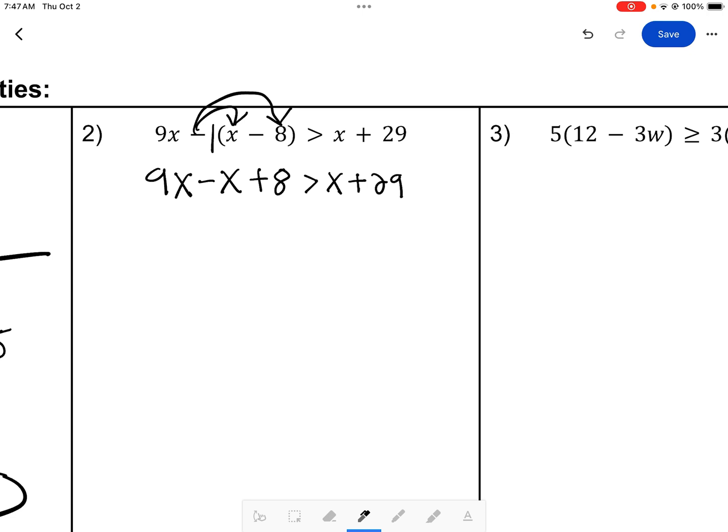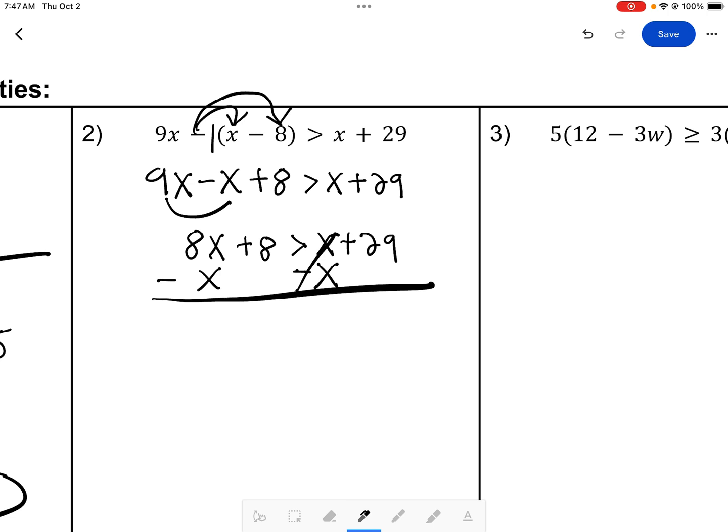Now looking at the left side still, I can combine my like terms. 9x minus x is 8x plus 8 is greater than x plus 29. I need to combine like terms, and so this x here is positive. I want to do the opposite to make that 0. So subtract x here and subtract x here. Remember, I can only combine like terms. That's why I'm not subtracting the x from the 8. 8x minus x is 7x plus 8 is greater than 29.